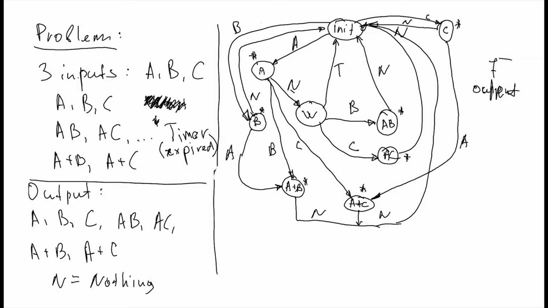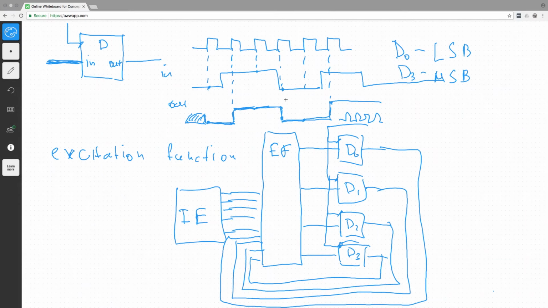We do have a state and an input signal. So in other words, W will be the new state when the previous state was A and the signal N has been received. Okay?